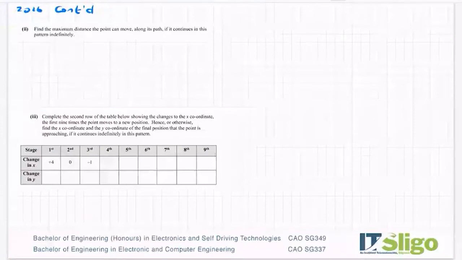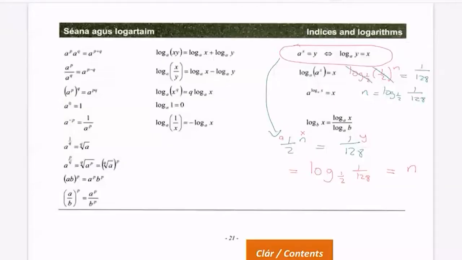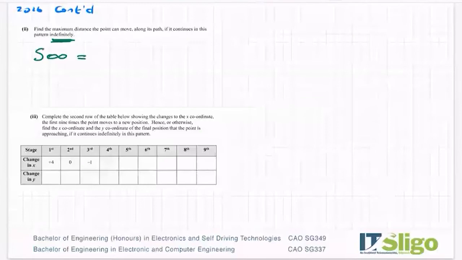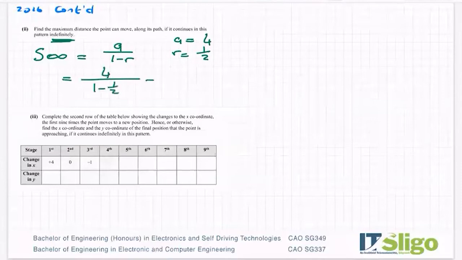Okay, part 2 then of that question says, find the maximum distance the point can move along its path if it continues in this pattern indefinitely. That's the word you're looking for. If it's a geometric sequence, you then instantly know it's the sum to infinity formula, which is this one here, a over 1 minus r. If you remember, a was our first term, r was our common ratio. So you put 4 over 1 minus a half, which is 4 over a half, which is 8.